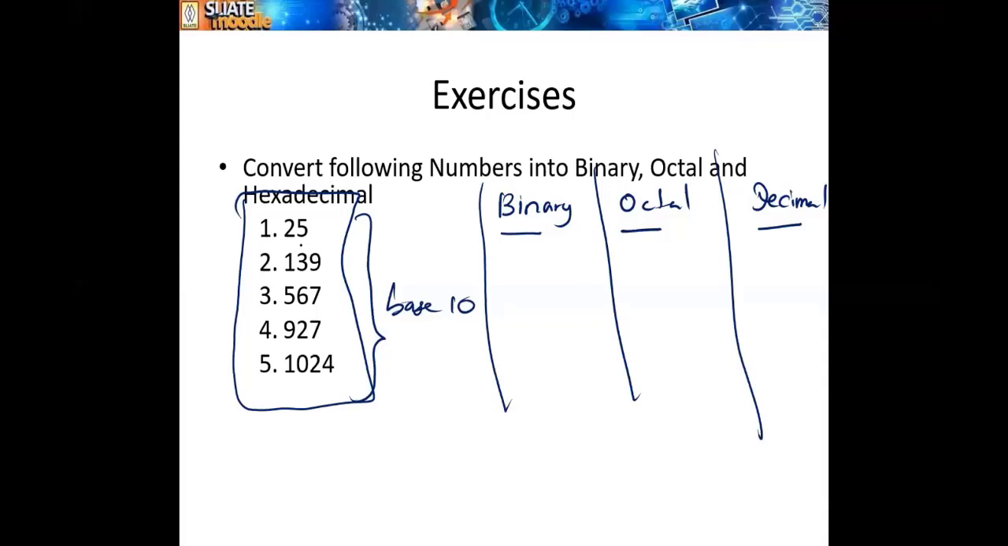So for binary, you have to divide by 2. For octal, you have to divide by 8. Whereas for hexadecimal, we have to divide by 16, right? So that's all from me today. Thank you very much. I hope you understood the session.